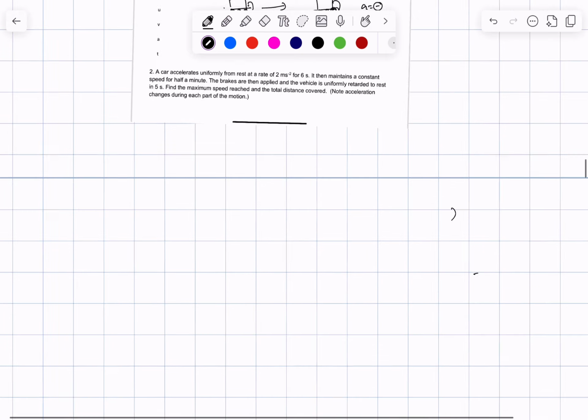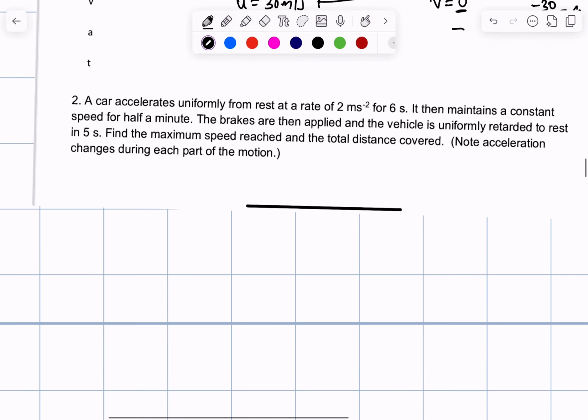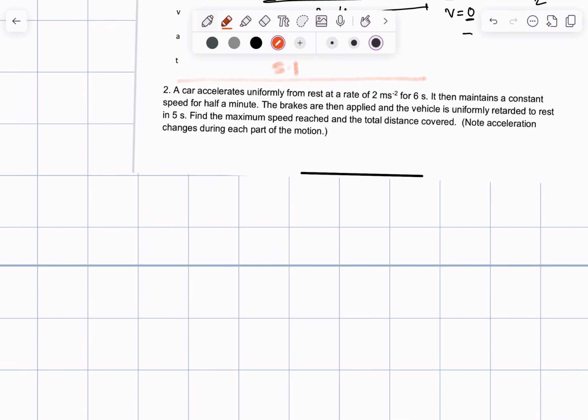Okay, we can do that. So in the very first step here, a car accelerates uniformly from rest at 2 meter per second. So this is step 1. Okay, so let's do only step 1 first.